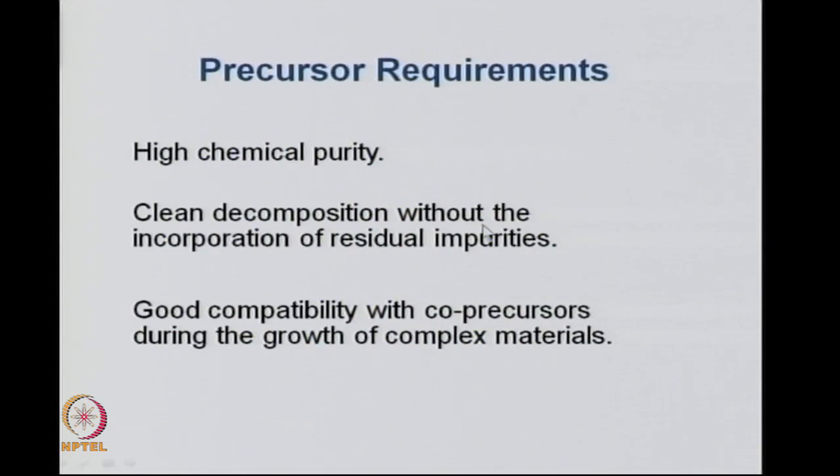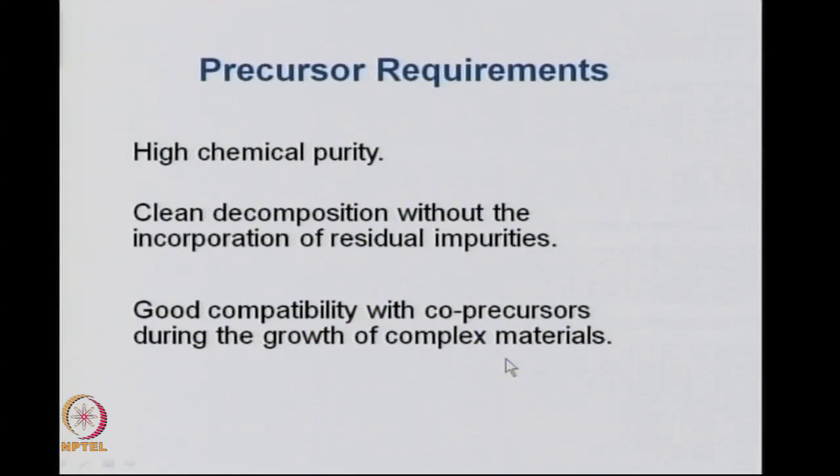there should be clean decomposition without the incorporation of residual impurities, and there should be good compatibility with co-precursors during the growth of complex materials. This means that suppose you are trying to grow a bimetallic film. You have a precursor for one metal and a precursor for another metal, and that is called the co-precursor, and during the growth of this complex metal film, there should be some compatibility within these precursor molecules. So, good compatibility with co-precursors during the growth of complex materials.